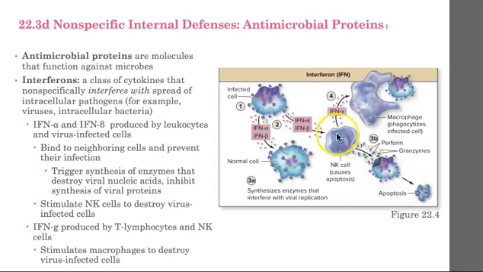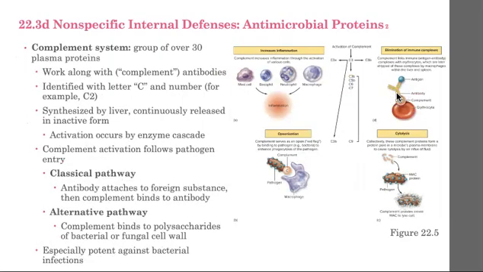And then the NK cells as well as T cells are going to stimulate the macrophages so that they can destroy the virus-infected cells. Another class is called the complement system. There's over 30 plasma proteins that make up this system, and they work along with our complement antibodies.